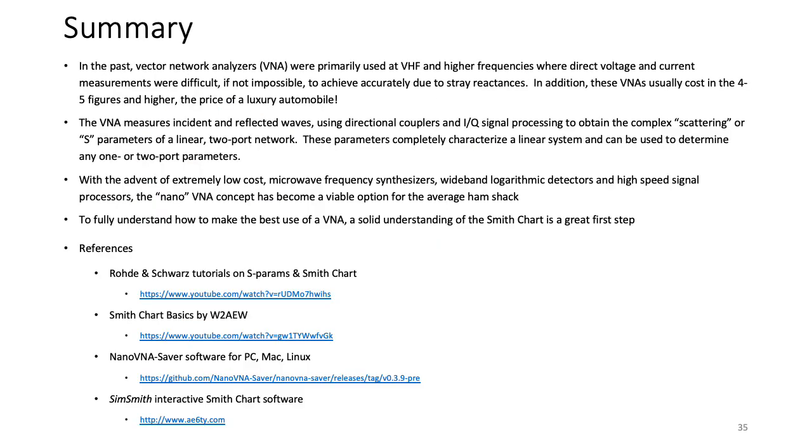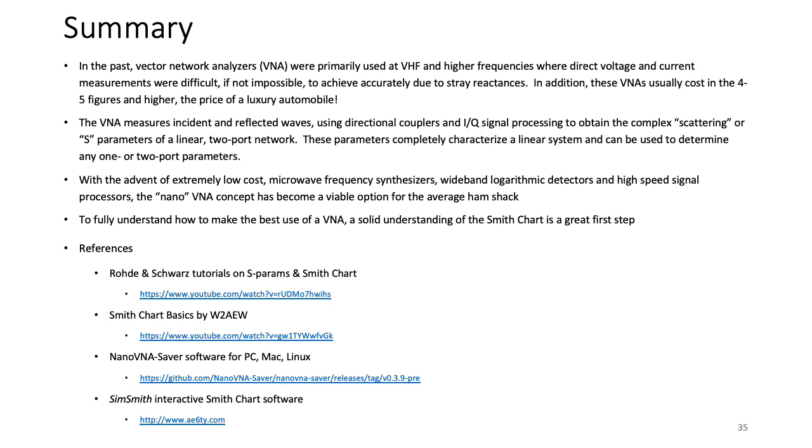Well, in summary, in the past, vector network analyzers were primarily used at VHF and higher frequencies, where direct voltage and current measurements were difficult, if not impossible, to obtain. Usually these VNAs were in the 4 or 5 figure range. In fact, I think the first VNA that I bought for my own company cost me the price of my first house. So they're not cheap instruments. The NanoVNA is a game changer. At $50 or $60 a pop, it's unbelievable what can be done.